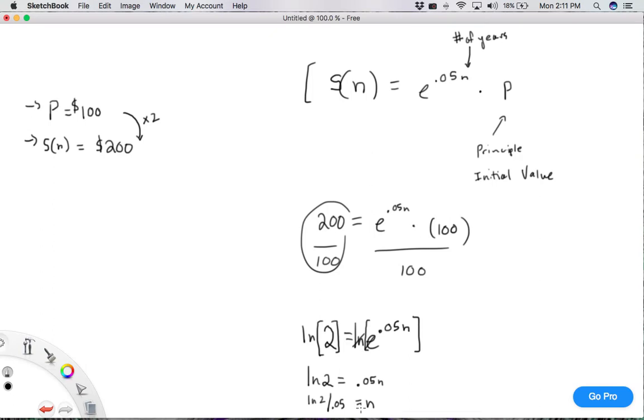And you should get 13.86. So n equals 13.86. Now don't forget, this is actually a time, so this is 13.86 years is how long it would take to double your money with the given scenario. Oh, I'm now noticing that it's asking to round your answer to 1 decimal place, so I would just call this 13.9 years. And that's going to be it for this one.